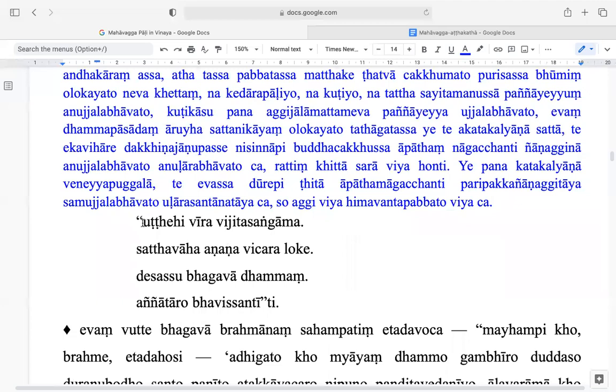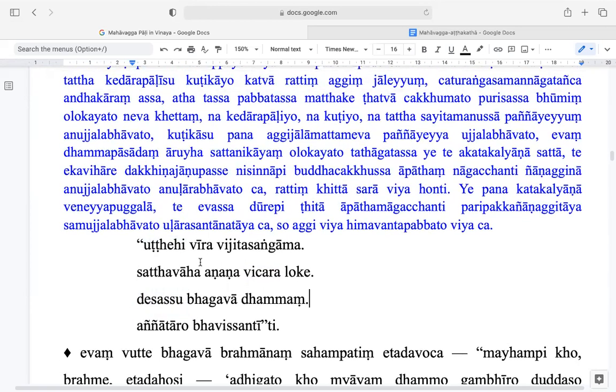Okay, now the next stanza is: Otehi Vira Vichita Sangama, Sattha Vaha Anana, Vichara Loke, Desasu Bhagava Dhammang, Inya Taro Bhawai Sanditi. Otehi is an imperative verb, second person singular, and Vichara is also an imperative verb, second person singular, and Desasu is also an imperative verb, second person singular. Vichara is Vicharahi, but here it is Otehi. Okay, so here are three lines together.